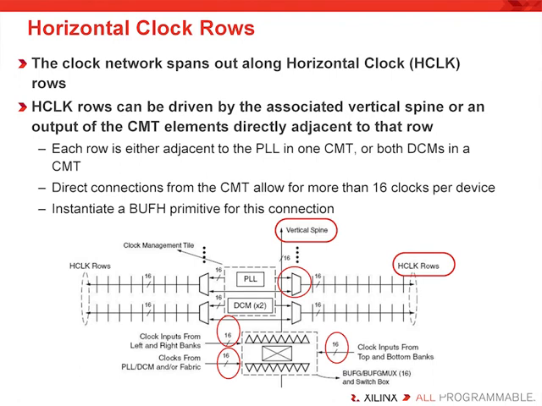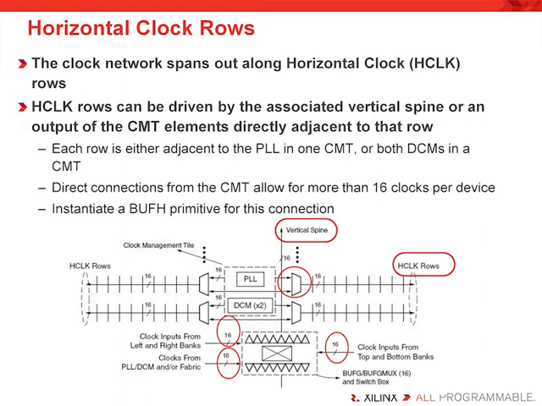This slide shows you a representation of the intersection of the vertical spines with the H-clock rows. As you can see, the H-clock rows are basically an extension of the global routing resources. Each of these 16 2-to-1 muxes can be configured to take its input from a CMT or the vertical spine, which would come from a dedicated clock input pin. Each H-clock row is either adjacent to the PLL or both DCMs in a single CMT. Direct connections from the CMT allow for more than 16 clocks per device.